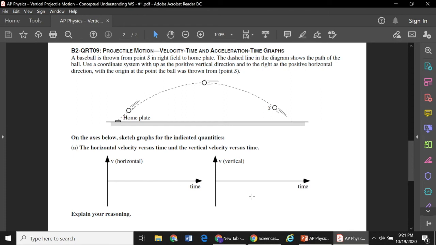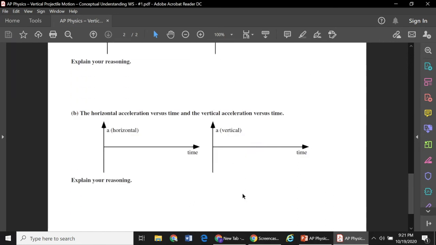So this question, B2QRT09, is giving you a projectile fired at an angle. And they're asking you on the axes to sketch graphs for the horizontal velocity and the vertical velocity versus time, and then the horizontal acceleration and the vertical acceleration versus time graphs. I'd like you to pause this video here and take a few minutes to complete this, and when you hit play, we'll go over it.